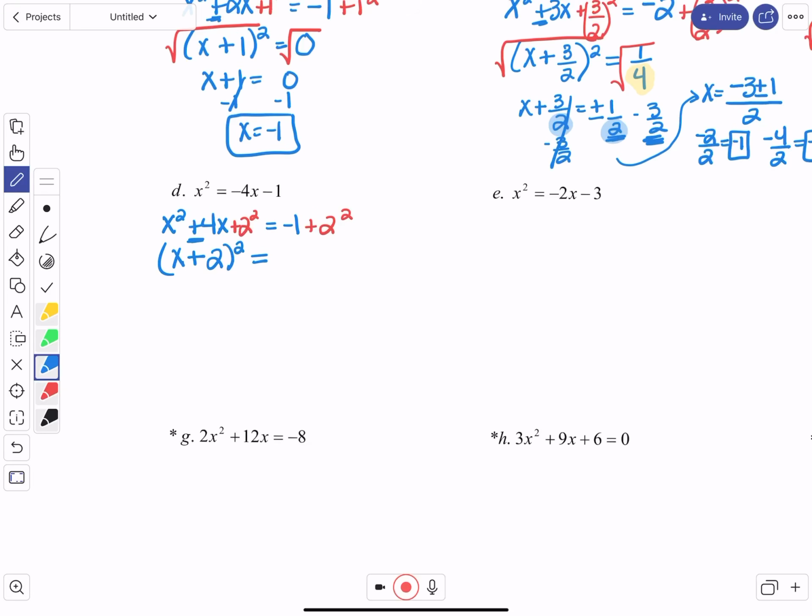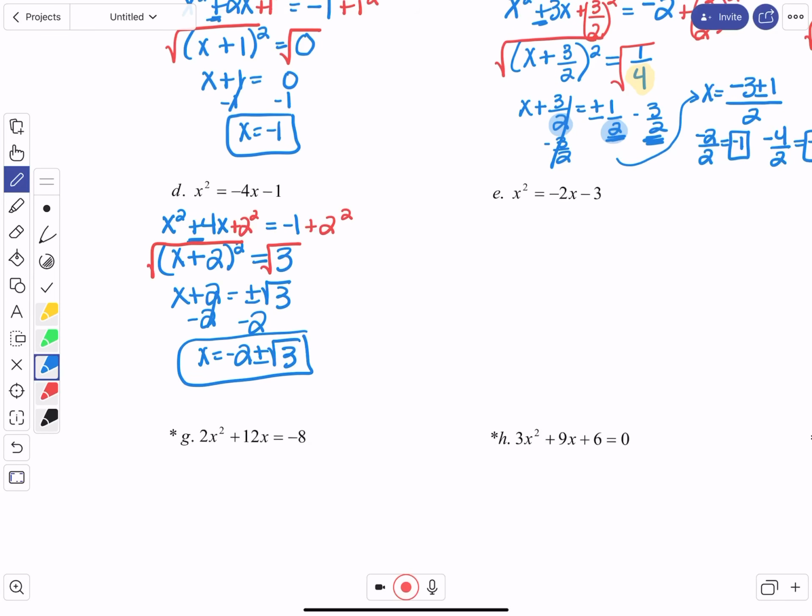So 2 squared is 4. 4 plus negative 1 is 3. I take the square root of both sides. So now I have x plus 2 equals plus or minus square root of 3. 3 can't be reduced. There's no perfect squares that go into 3. So all I do is subtract my 2. And I'll get x equals negative 2 plus or minus square root of 3.